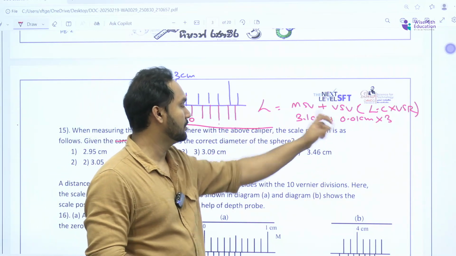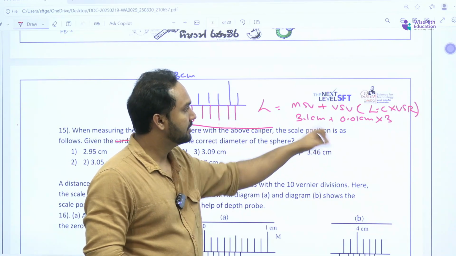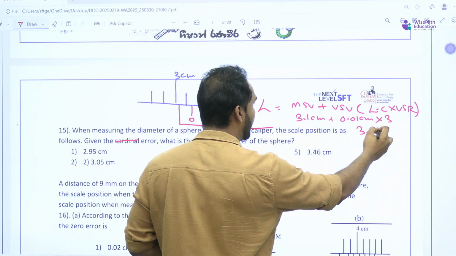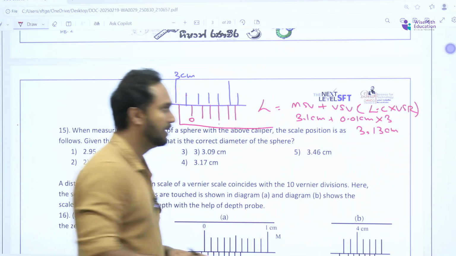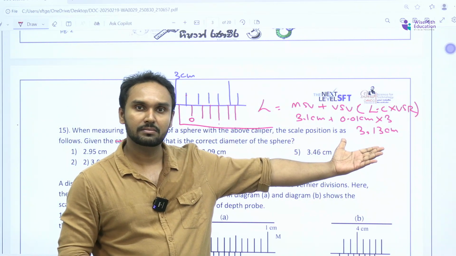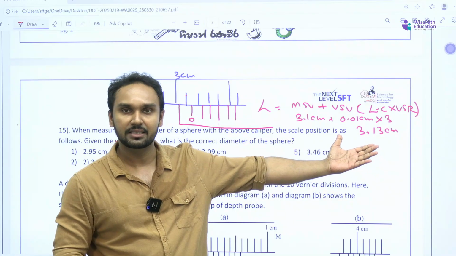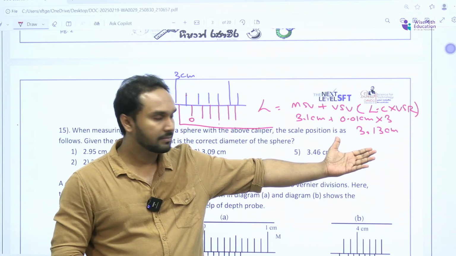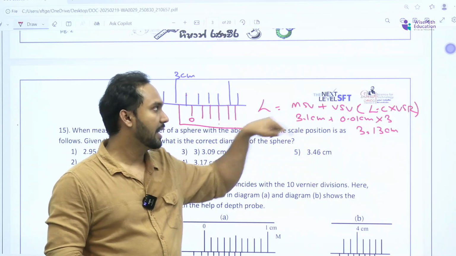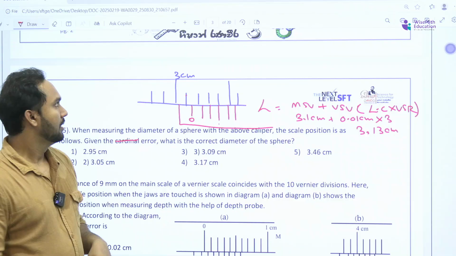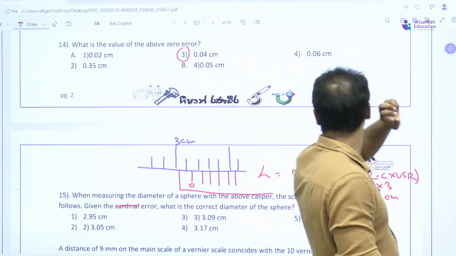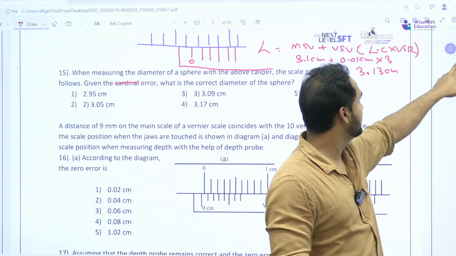So the complete value should be 3.1 plus 0.03. That will be 3.13 centimeters of length, isn't it? Now this is the visual reading. This is the reading that we can observe, but this is not the actual reading because the instrument has a zero error in it. So we calculated the zero error, which was what? 0.04, and that is a positive zero error, right?